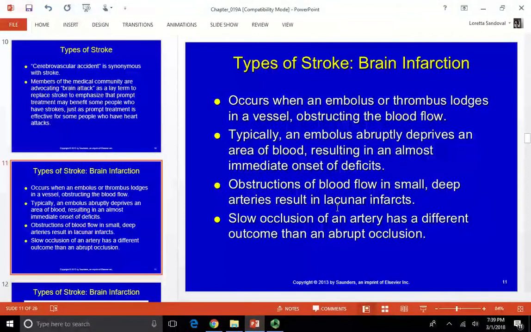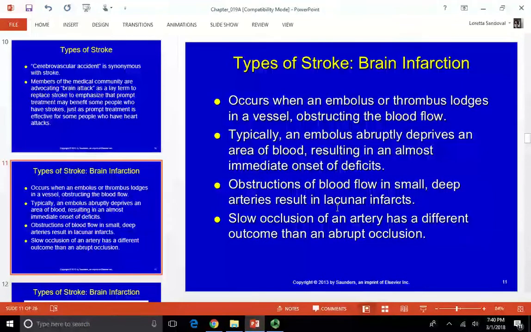So a brain infarction is another name for an ischemic stroke. It occurs when an embolus or thrombus lodges in a vessel, obstructing the blood flow. So that's directly analogous to a heart attack, where an embolus or thrombus lodges in a coronary vessel, obstructing the blood flow to the heart muscle. Except this happens in the brain.